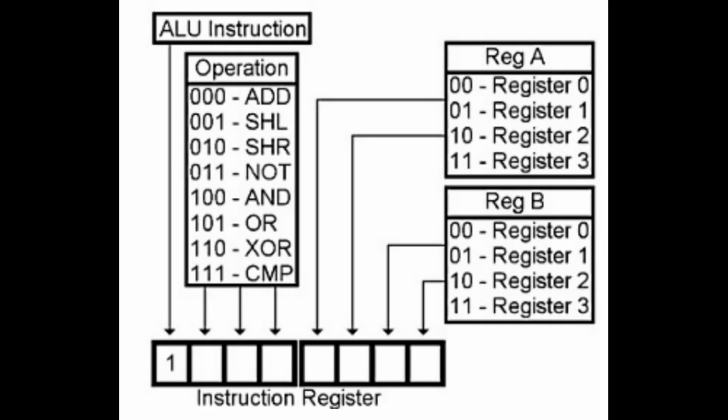Let's talk about this ALU instruction code. When the first bit is 1, it is an ALU instruction. The second to fourth bits connect to the bit selector of the ALU. The fifth and sixth bits are for register A, and the last 2 bits are for register B.